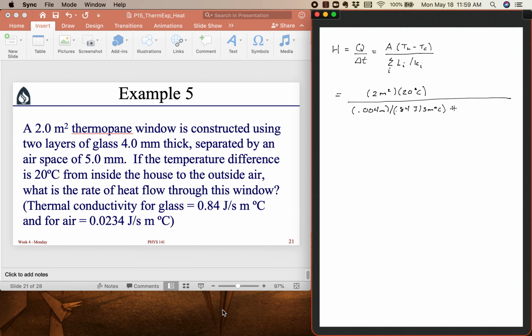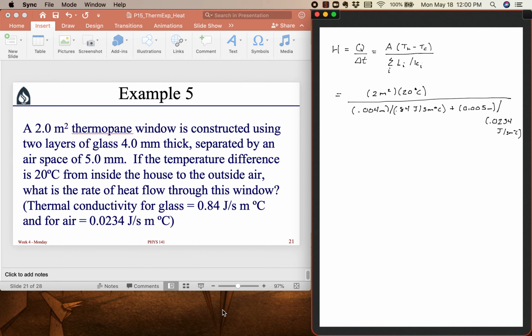Then the heat has to pass through a layer of air between the two glass panes. And that layer of air is 5 millimeters thick, so that would be 0.005 meters, and I would divide that by the thermal conductivity of the air gap, which is 0.0234 joules per second meter degrees Celsius.